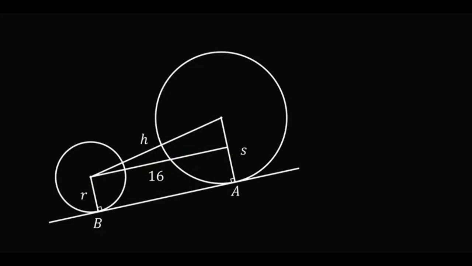Now we have a right triangle. What's the other leg of this triangle? It will be the difference in the radii lengths. So this length here will be equal to s minus r. We now have a right triangle, so we must have that h squared is equal to 16 squared plus the square of s minus r.